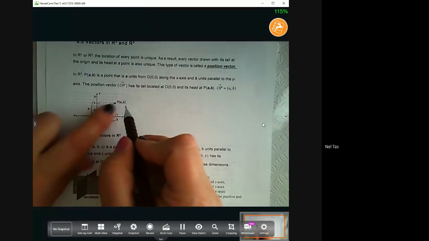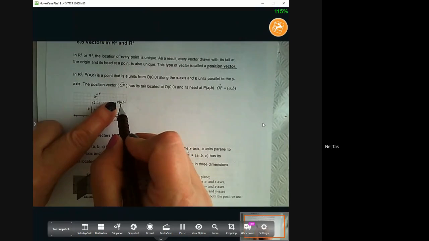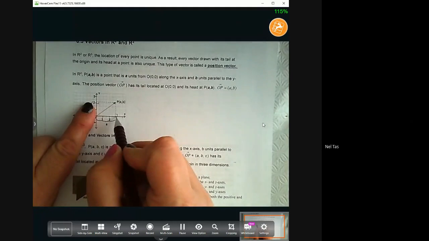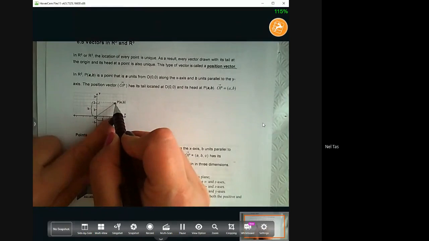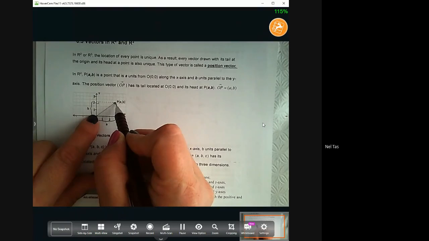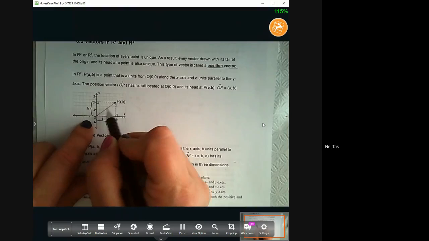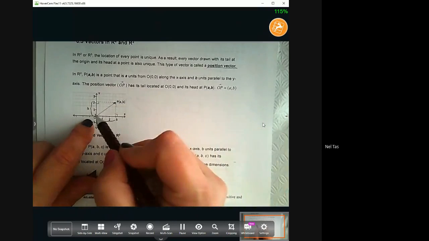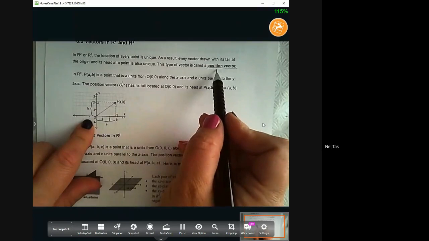So how do you locate that point? You start from the origin, you go along the x-axis A units, then you go parallel to the y-axis B units, and then you locate that point. And if you draw a vector putting the tail at the origin and the head at the point, then you get the OP vector. And since the tail is at the origin, this vector is called a position vector.